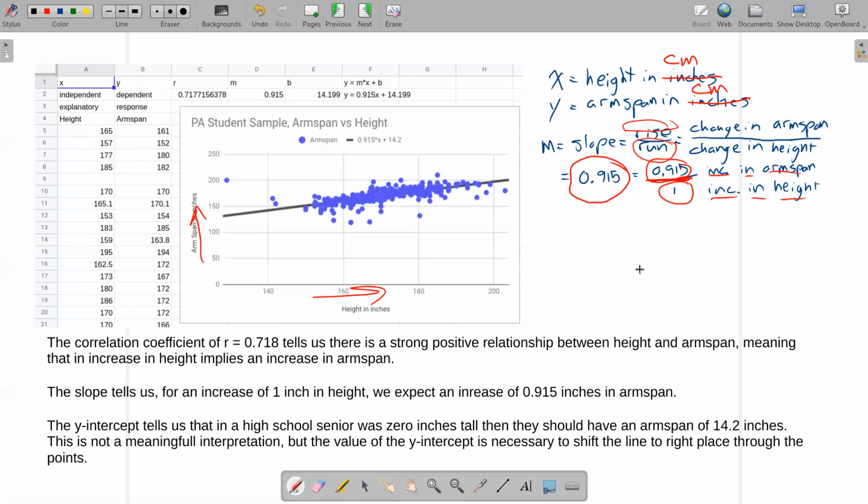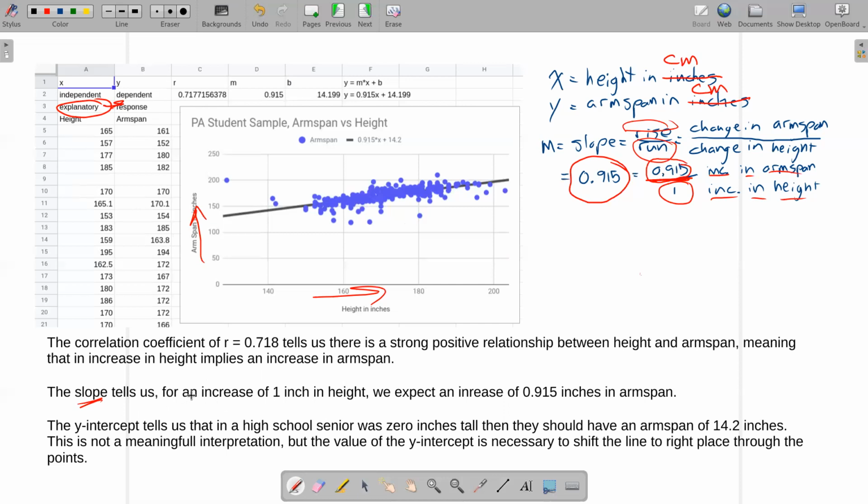So then I want to put that together in a sentence. Now this is important. The explanatory variable pushes the response variable to do something. So if somebody gets taller, their arms are going to grow also. So when I speak about the sentence for slope, I want to do the explanatory variable first, and then say what happens to the response variable.